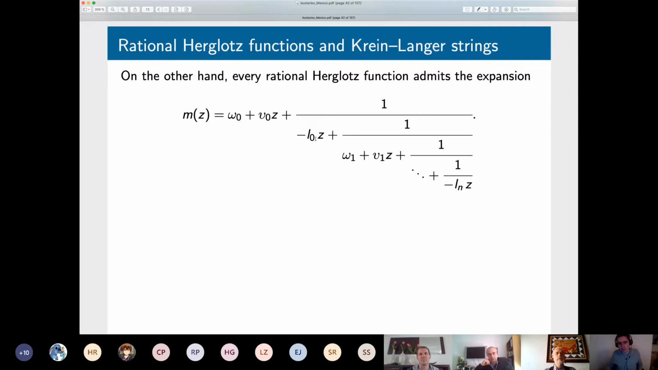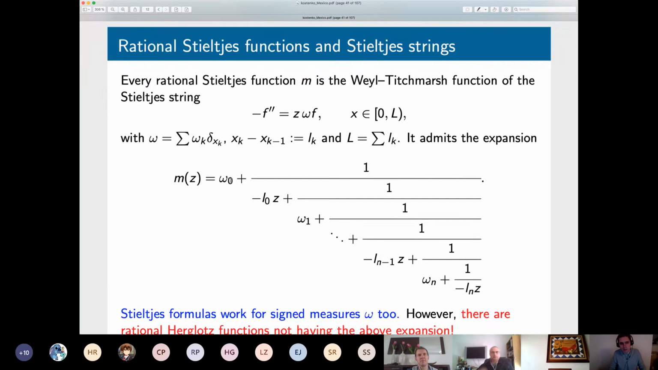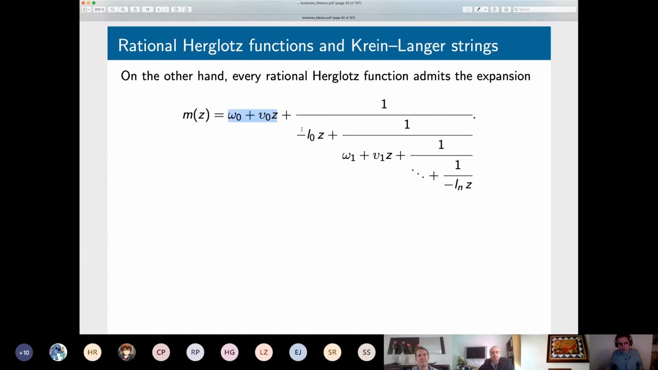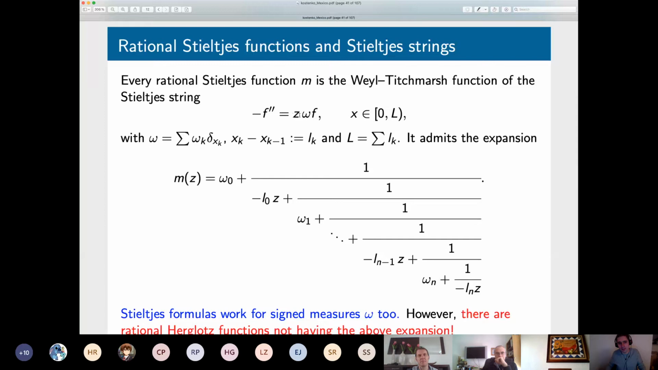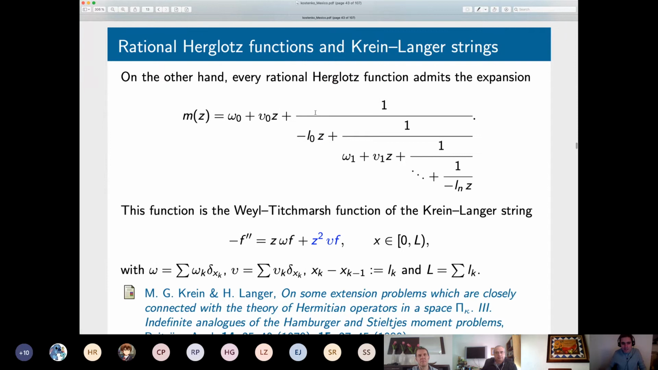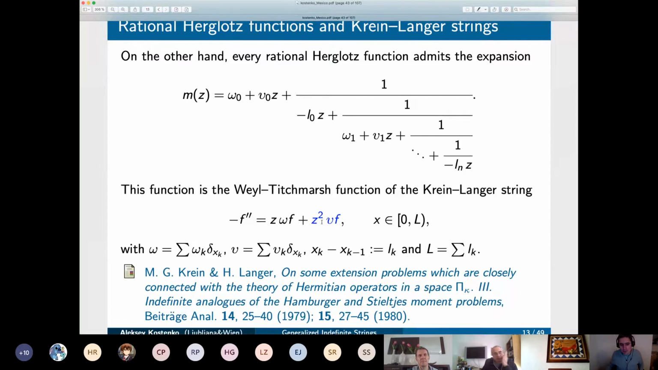In order to fix this, it turns out, and it's not actually a difficult fact, that every rational Herglotz function admits a representation which is very similar to the previous one. However, we replace constants by linear functions. On the previous slides it was just omega zero, but for a rational Herglotz function the continued fraction representation has linear functions. Returning to our spectral problem, this means we need to replace omega by a linear function, so we replace our spectral problem by one which is quadratic in the spectral parameter.